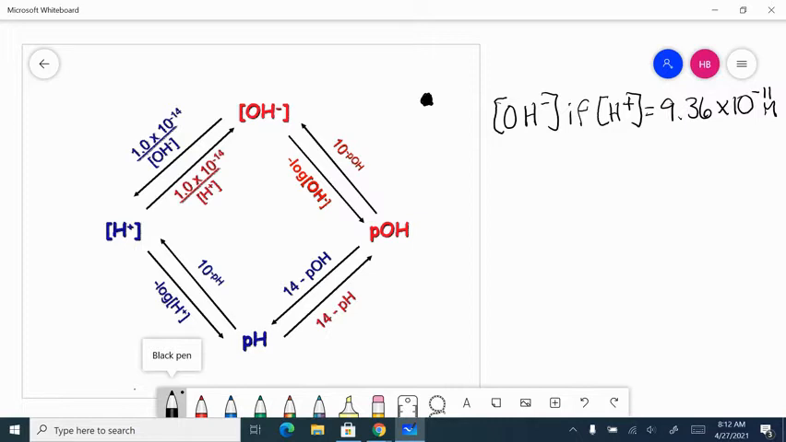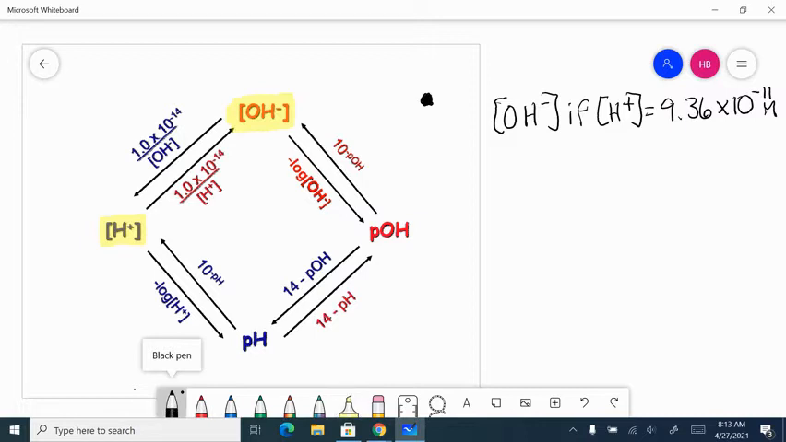So in this case, I'm going to go to my pH square and find the formula. They've given us H plus, and they're asking us to find OH minus. H plus and OH minus are related to each other. As one goes up, the other goes down. So they are inversely related to each other, and they're related by 1 times 10 to the minus 14, which is the Kw for water.